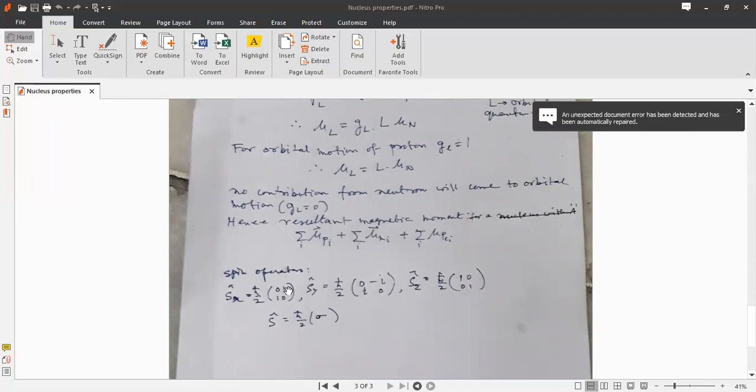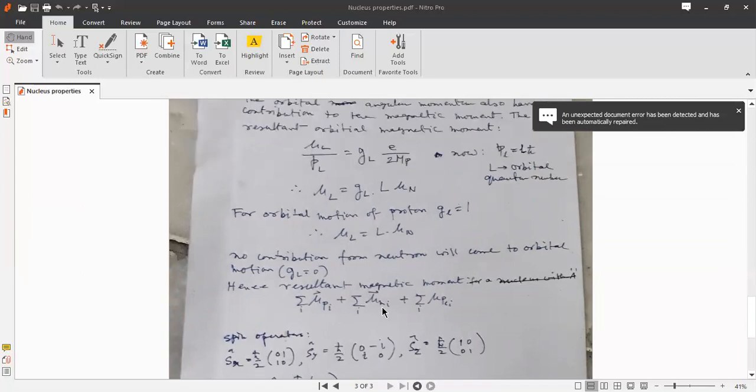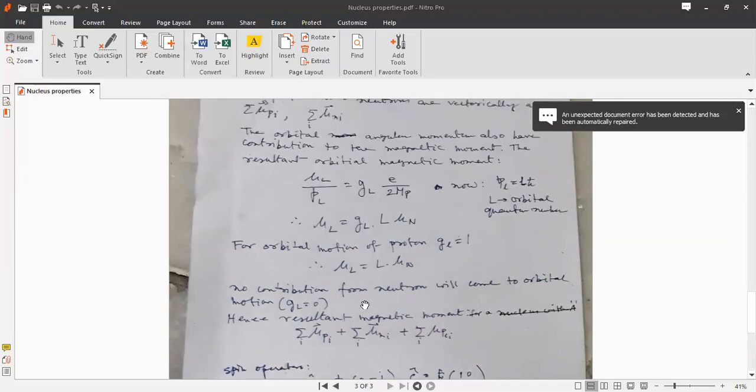And the spin operators I have written separately, in case you forgot them. These are the three spin operators. Any student of physics must remember them very sharply, so anytime you are asked what the Pauli spin operators are, that's why I have written them today. So this is about the nuclear properties. In our next lecture, we will discuss the forces of the nucleus, the nature of the force of the nucleus.